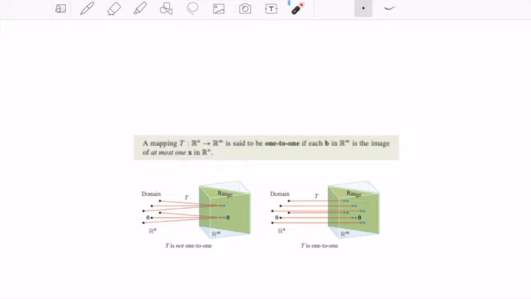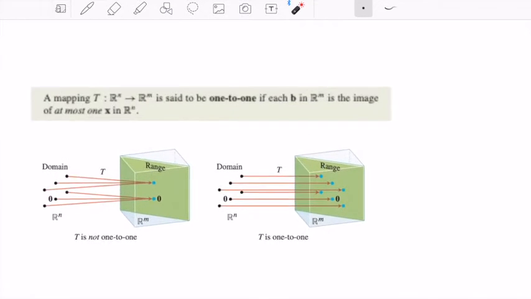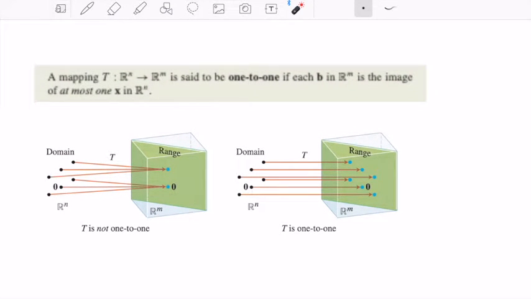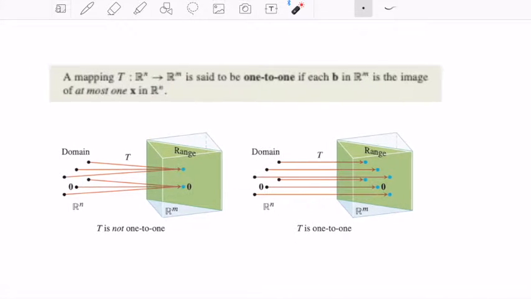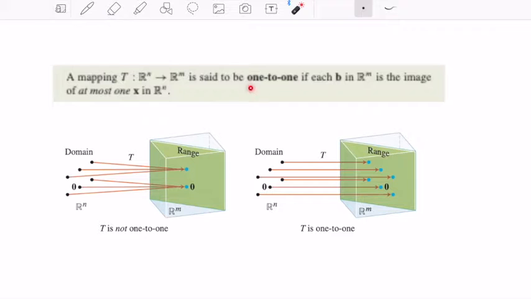Now let's discuss what a one-to-one mapping is. Again, we're going to give a definition and an intuitive diagram, and later we will see how it applies in examples to get a better understanding. A mapping T is said to be one-to-one if each b in the range is the image of at most one x in R^n. From the right hand side, here is a counterexample. Suppose this is the domain and this is the range. If you have some point which is coming from multiple sources in the domain, then this is not one-to-one.